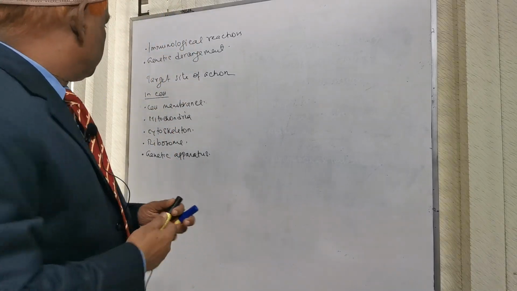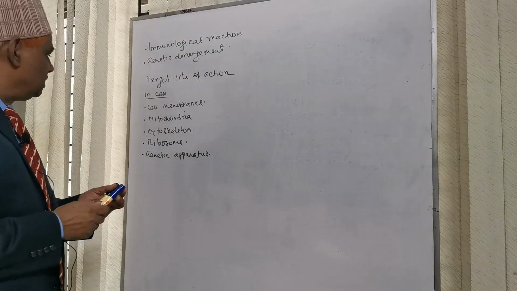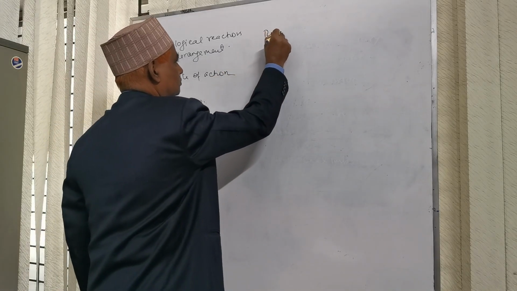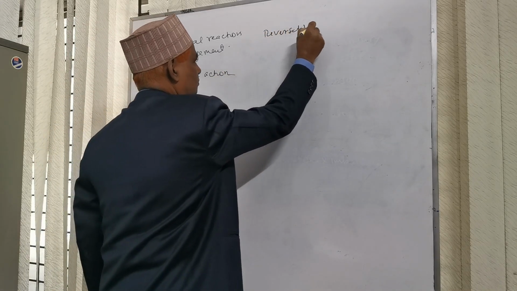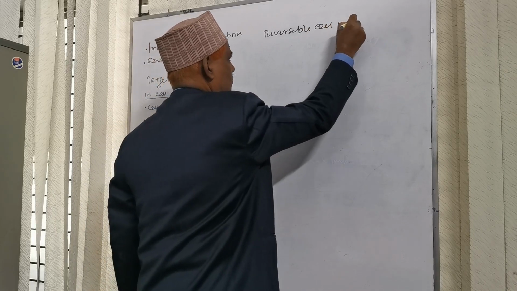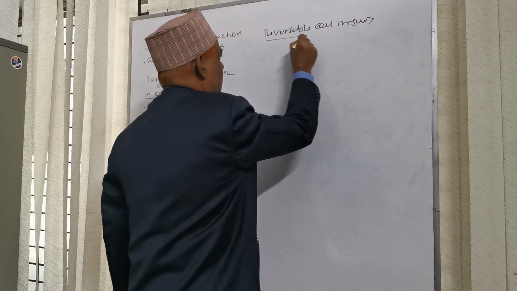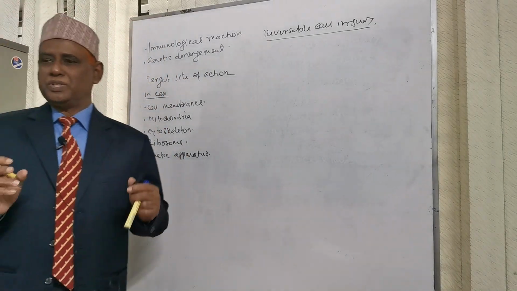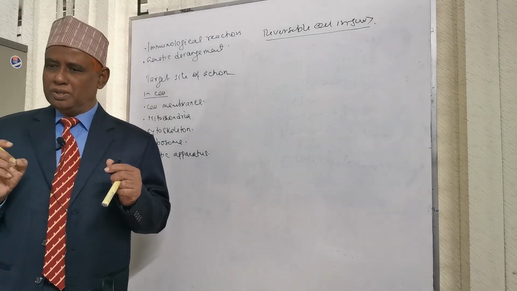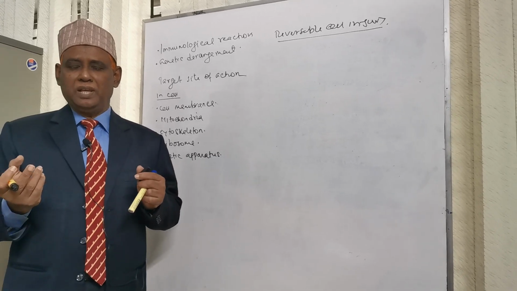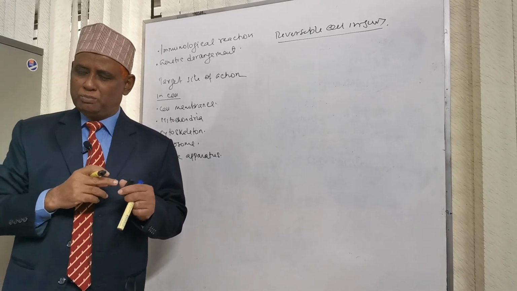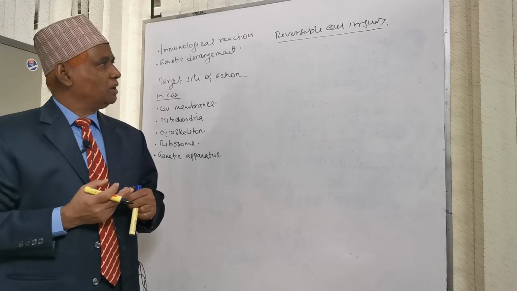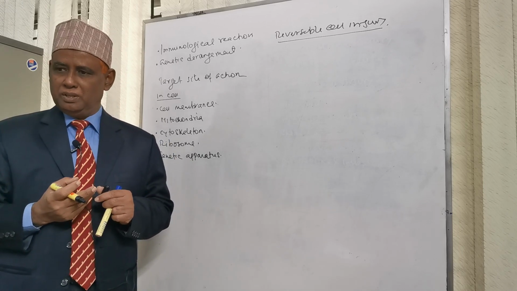Now come to reversible cell injury in detail. First, we have to know what is reversible cell injury. If a cell is first injured, and after injury the cell again comes back to the normal state, anatomically, physiologically and functionally, then it is called reversible cell injury.